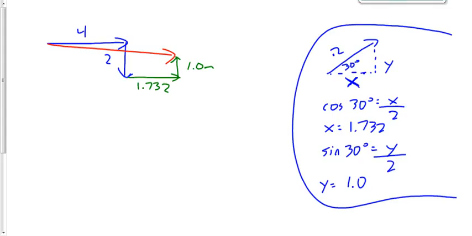X and Y components. We have 4 and 0 for the first one. The second one is 0 and -2, 2 downwards. What's the third one? What's the X component of the third one, Cody? 1.732. And what's the Y component of the third one, Cody?